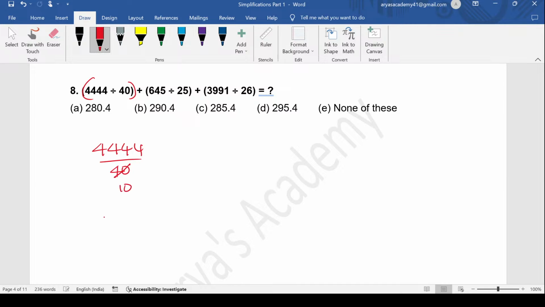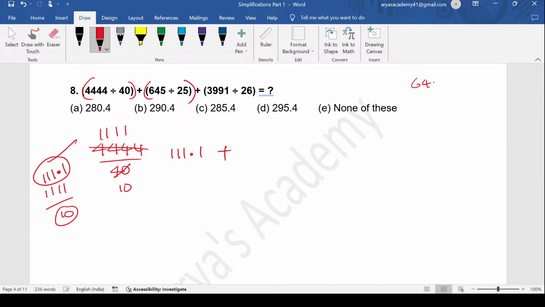4 will go how many times? 10 times. 4 tens are 40. 4 will go 1, 4 ones are 4, like this. It is like 4 ones by 10. So when you divide by 10, how many decimals will appear in the actual result? 1 decimal. If you divide by 100, 2 decimals. So for the first part of the equation, I got the answer as 111.1, plus this, which is again within the bracket, so you have to solve it separately.